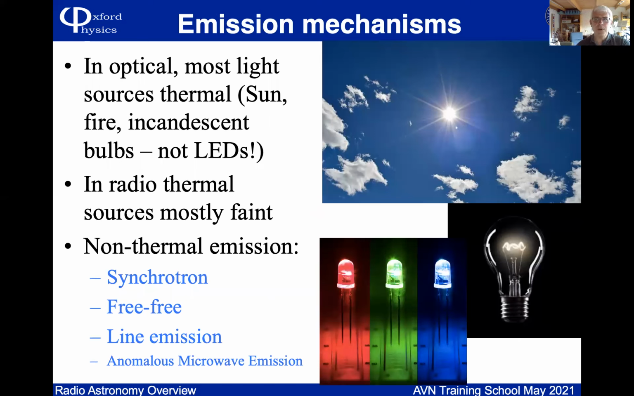So it's worth talking a bit about the different emission mechanisms which emit radio waves that we observe with telescopes from different objects in the universe, because again, it's quite different from what's observed in the optical, and it's quite different from the world we see with our eyes, which is mostly illuminated by sunlight, which is essentially thermal radiation. So the different emission mechanisms we're going to talk about are synchrotron radiation, free-free emission, line emission, and then a little about what's called anomalous microwave emission.